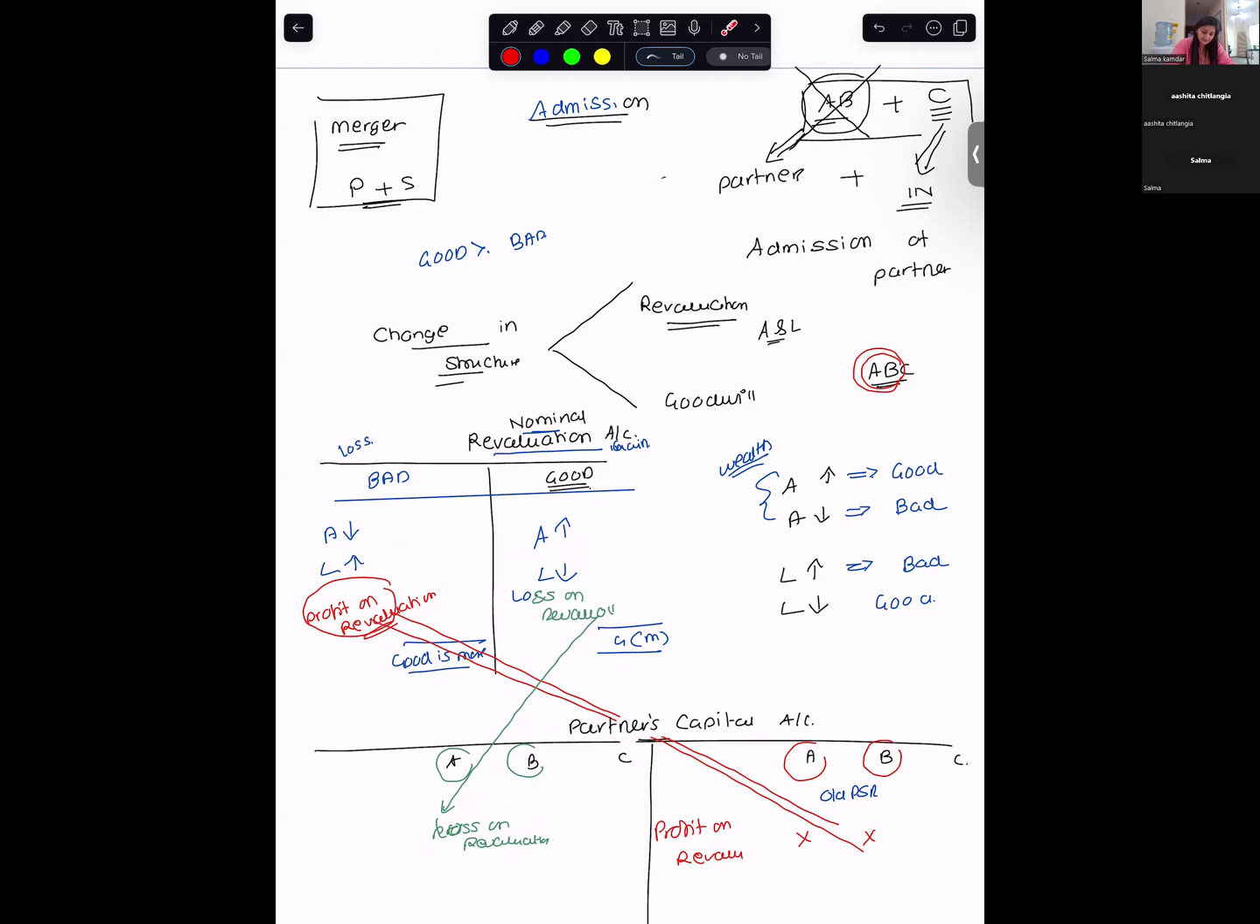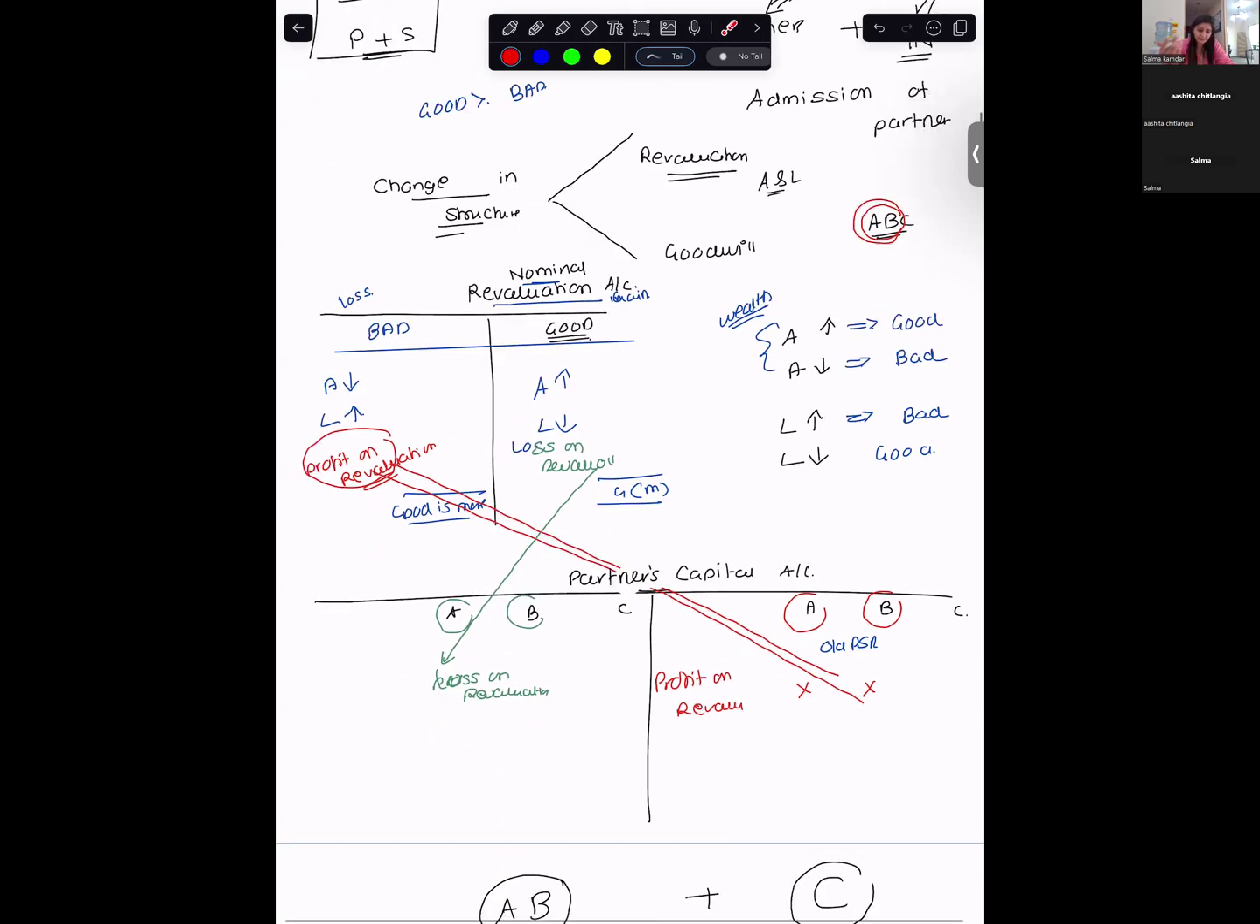Are you with me? Now, if I have to incorporate everything directly in the partners capital account, tell me, when a good thing happens, is it profit or loss? There is a good thing happening over here. I have to incorporate the profit or loss on revaluation in the partners capital account without making the revaluation account.